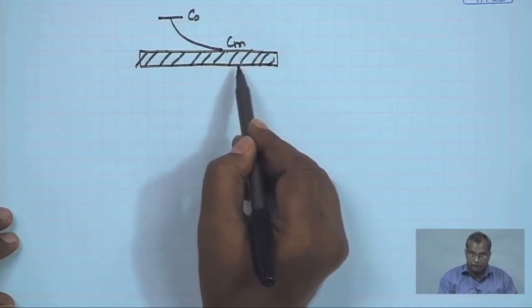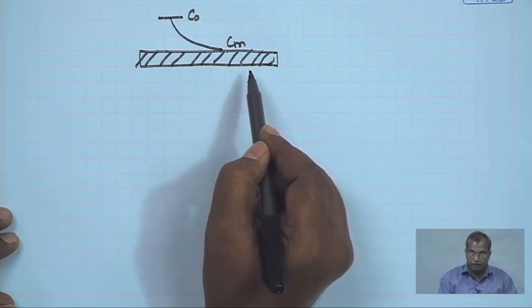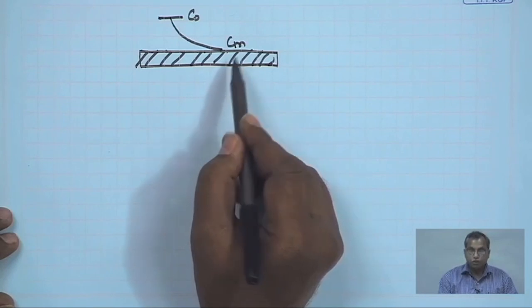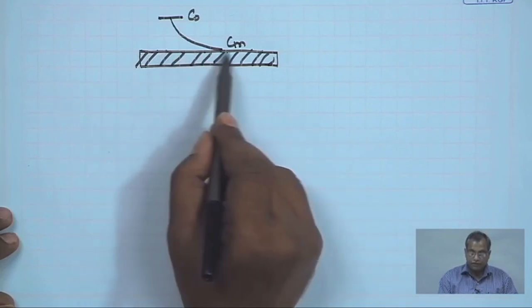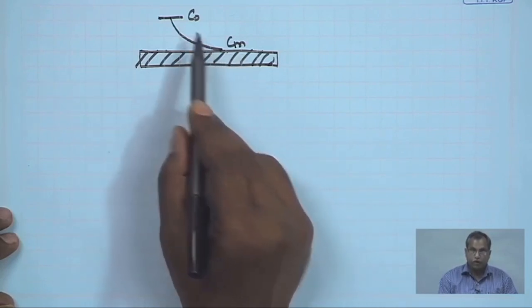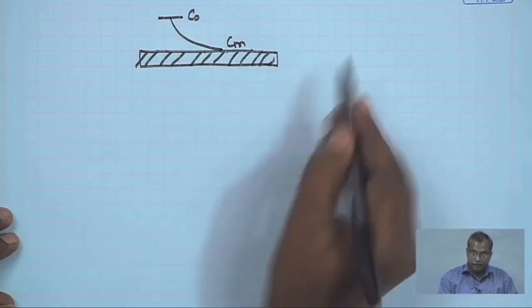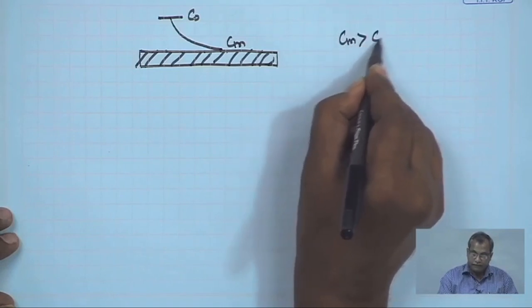Since you are applying pressure into the system, by convection the solutes will be convecting towards the membrane surface. Its concentration will be more at the membrane surface compared to bulk, because they are accumulating on the membrane surface. So, C m is always greater than C naught.